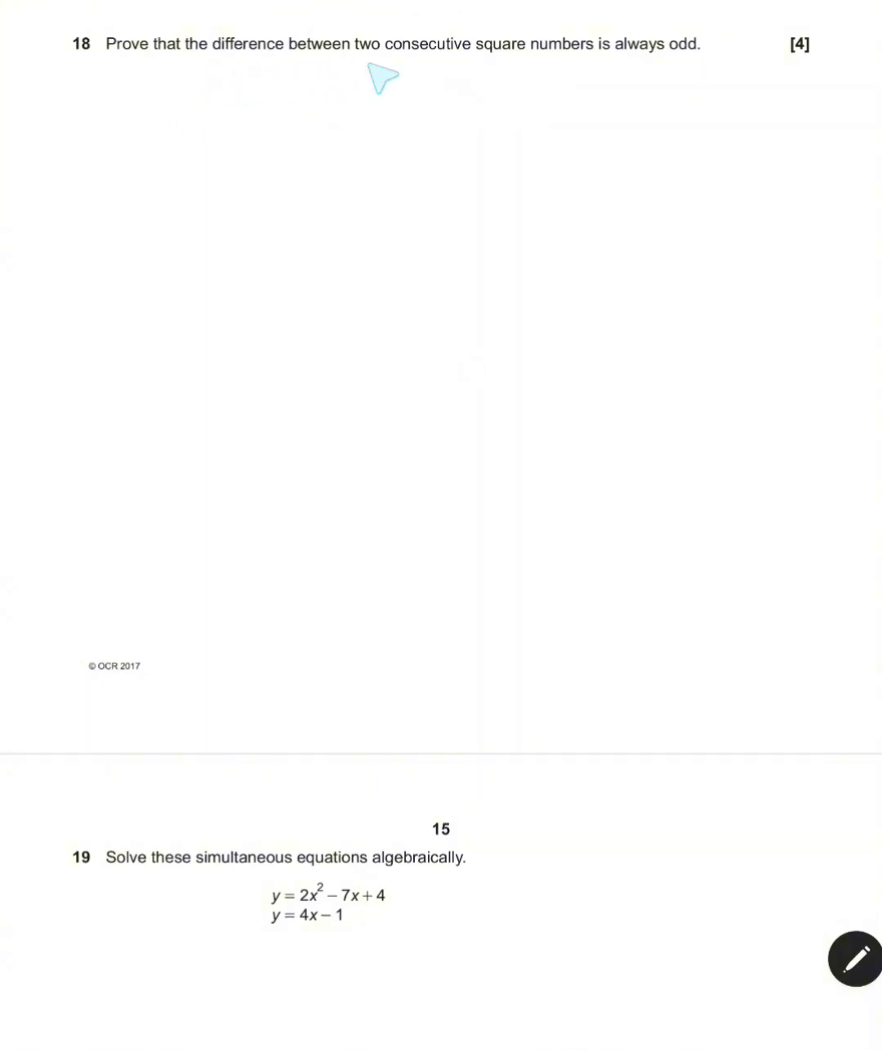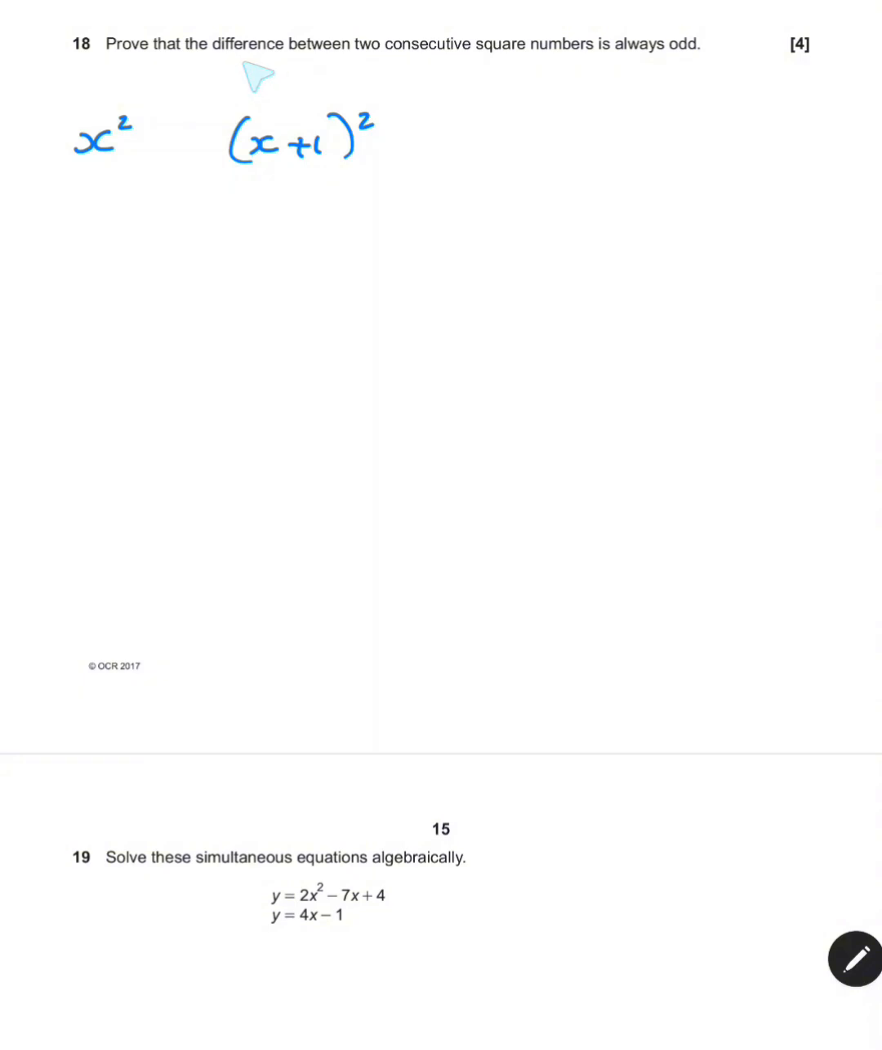Question 18, we've got an algebraic proof. We're looking at the difference between two consecutive square numbers, and that needs to be always odd. Well, let's take this bit by bit. My first square number can be x squared. My next square number must be the one after this, which is x plus 1 squared. If I've got a number squared, I've got that number with one more added on squared. That's the next square number.